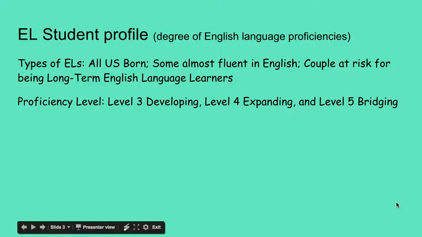So the ELs in my classroom are all US born. I have some ELs that are fairly fluent in English. They would still be considered part of the levels that I have below, but a couple of my ELs are definitely at risk for being long-term English language learners. So the highest they would be at would be a level 3 developing, but then I do have level 4 expanding and level 5 bridging.